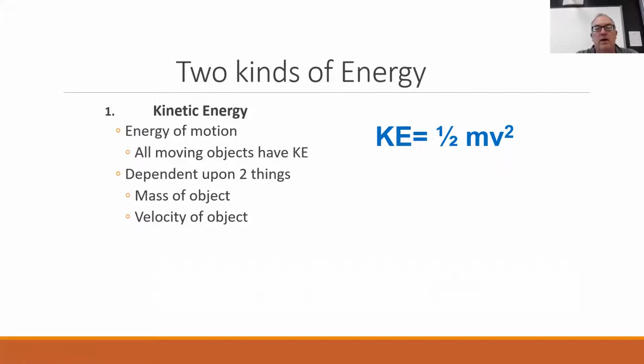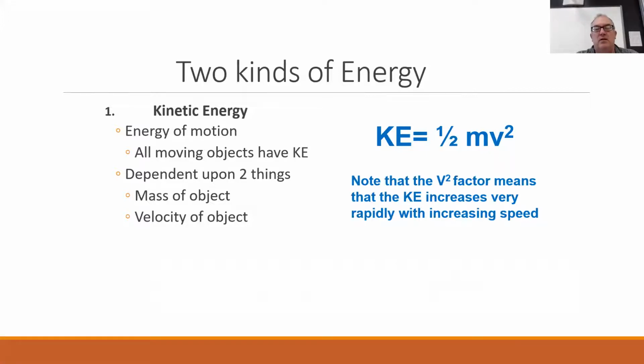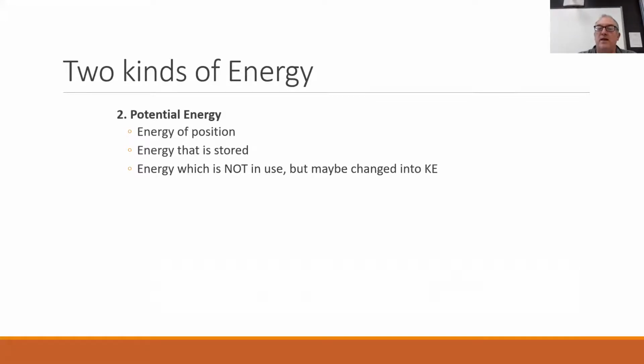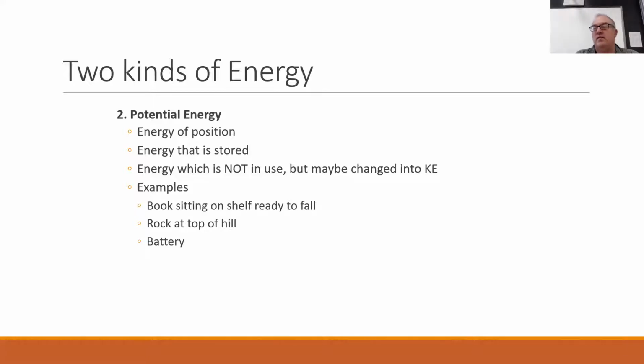Today, we're going to look at the other type of energy, which is called potential energy. It's an energy of position, or energy that is stored. It's energy that is not in use, but may be changed to kinetic energy. Examples of that would be a person on the top of a step getting ready to jump down, or a rock on top of a hill, or food, which is stored chemical energy. You eat that and it makes you able to move and breathe and do things.